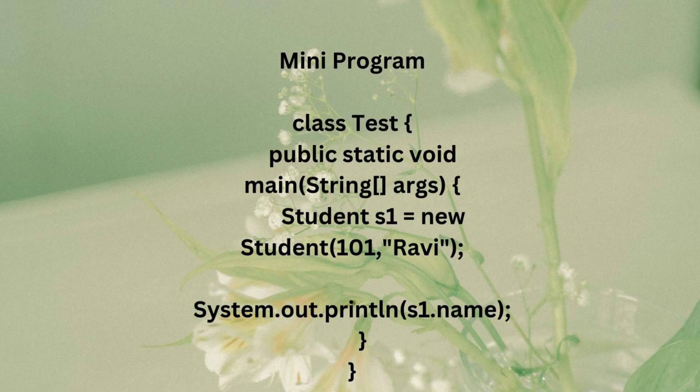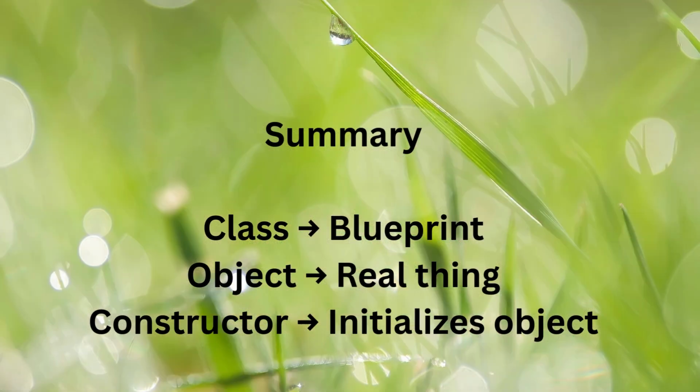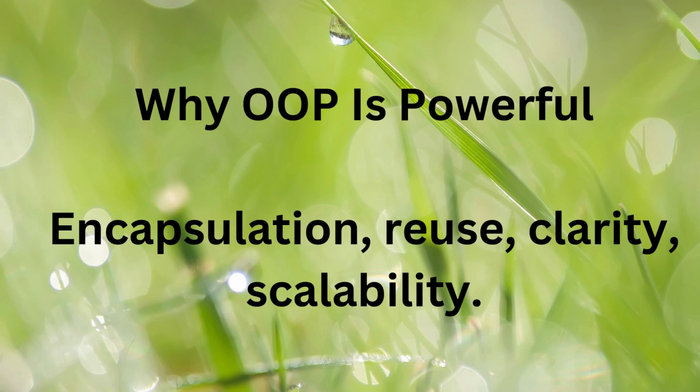To summarize this lesson, a class is a blueprint. An object is a real-world instance of a class. And a constructor initializes the object when it is created. Understanding these three concepts is the foundation of Java OOP. In the next videos, we will move deeper into concepts like inheritance, encapsulation, and polymorphism.